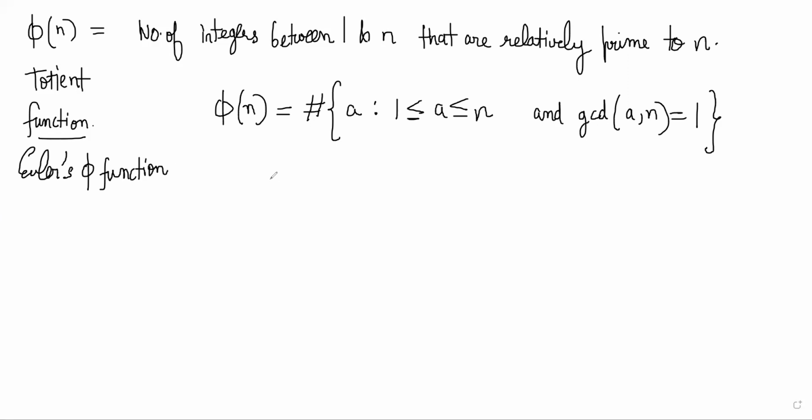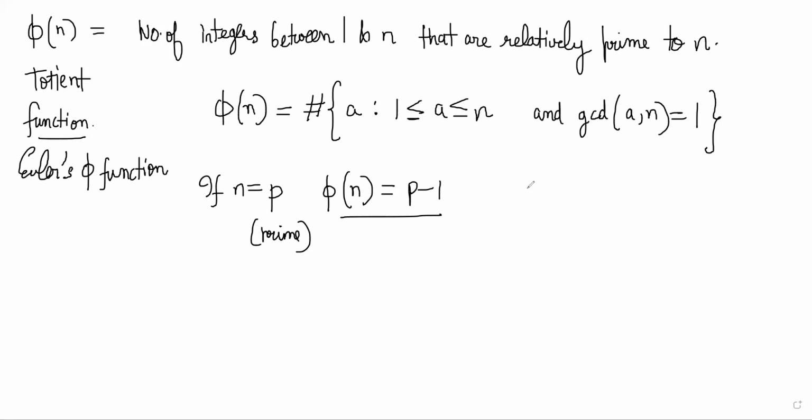Now, let's take some cases. For example, if n is a prime p, phi of n would be equal to what? P is a prime number, so it will be p minus 1, because it will be from 1 to p minus 1, correct?